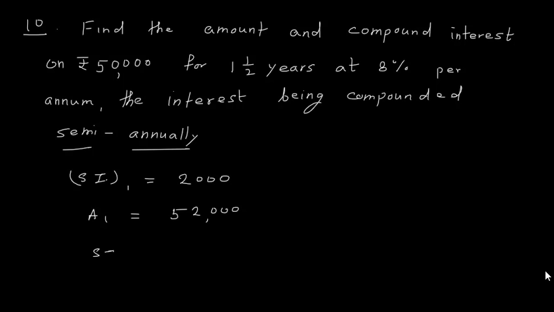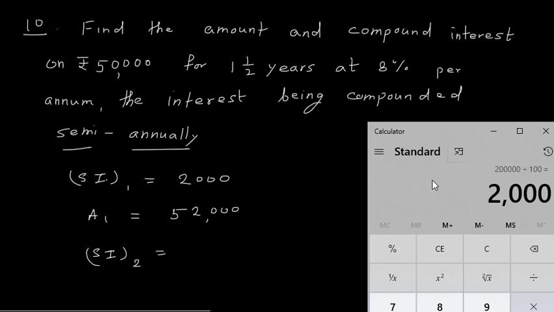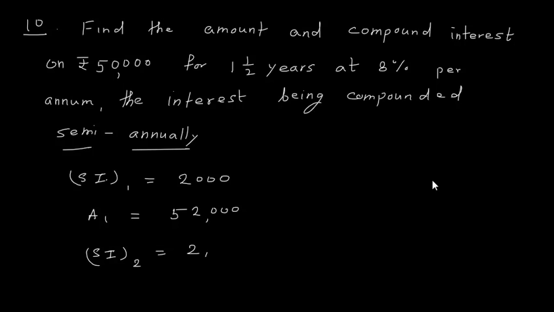Now simple interest for the second half year: now you have got 2000, you add to this 50,000, this is 52,000, that multiplied by 4 divided by 100, that will give you 2080, and this 2080 we will add to 52,000. So this will become 54,080 rupees. Now this amount will become principal for third period.